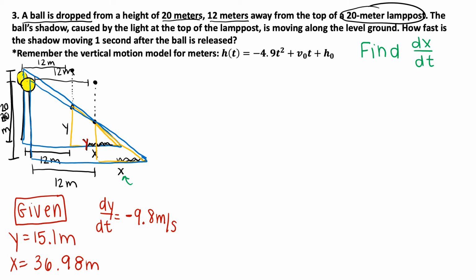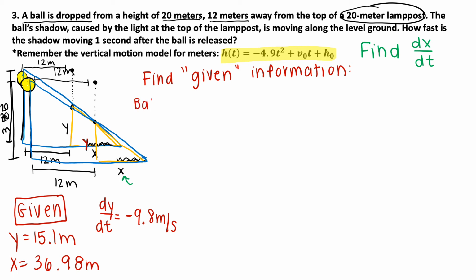So in this instance, we actually have an extra first step where we have to use the vertical motion model to actually find our, quote, given information. So it's given, but it's just a little bit hidden. So the first thing we want to do is look at the ball's position equation. And we want to start by finding y.